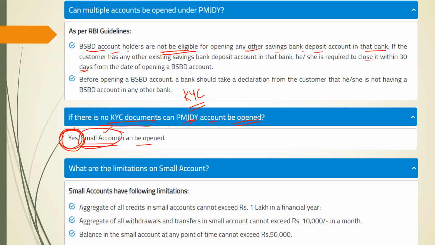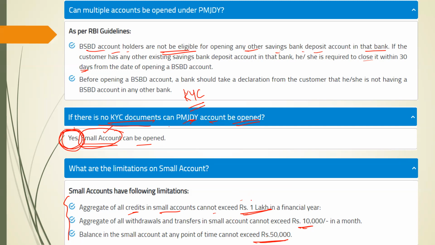Now there are certain limitations to the same. You can go through this. What does a small account mean? There is a limitation on the credit you can have. It's only 1 lakh you can receive here. The aggregate of all credits in a small account cannot exceed 1 lakh. At the same time, you cannot withdraw more than 10,000 in 1 month out of that account, and the balance in the small account cannot exceed 50,000.